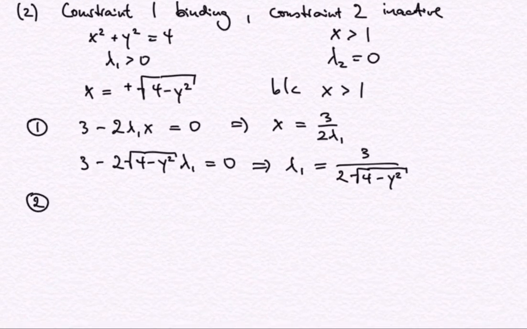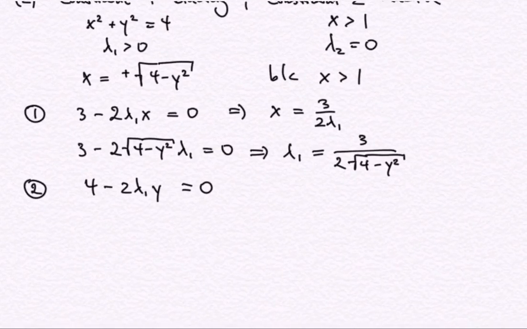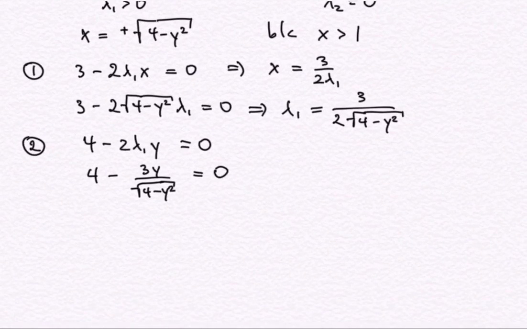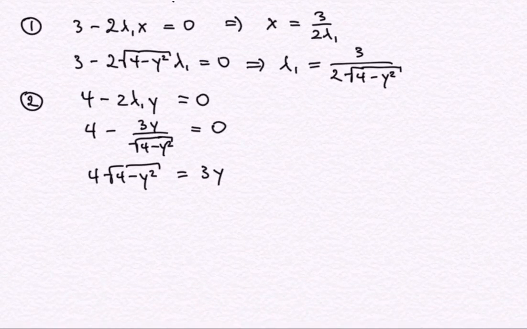Now I go into the second condition, which reads 4 minus 2 lambda 1 y is equal to 0. Now I plug in lambda 1, so I get 4 minus 3y over square root of 4 minus y squared is equal to 0. I multiply the equation through by the square root of 4 minus y squared. So I get 4 times square root of 4 minus y squared, and then I have minus 3y equal to 0, so I bring this over to the right-hand side, so I have positive 3y here. Now I square the whole affair.